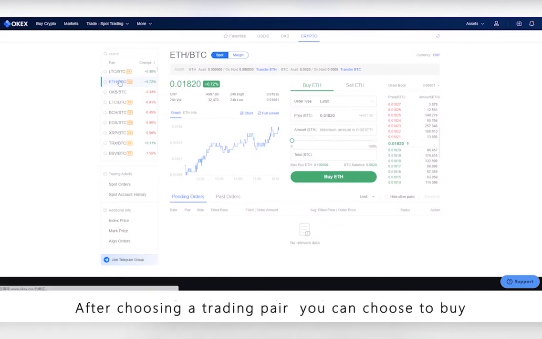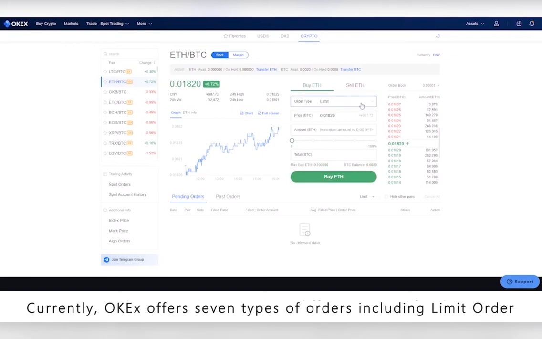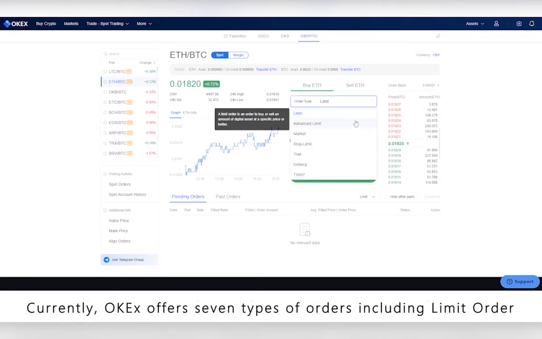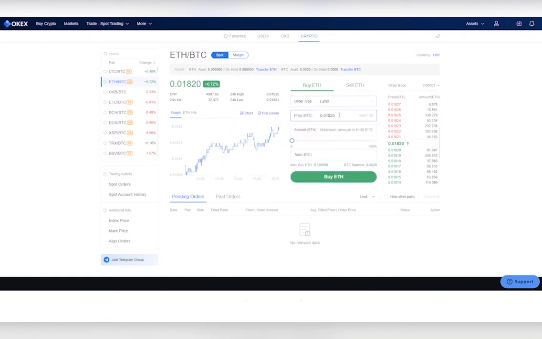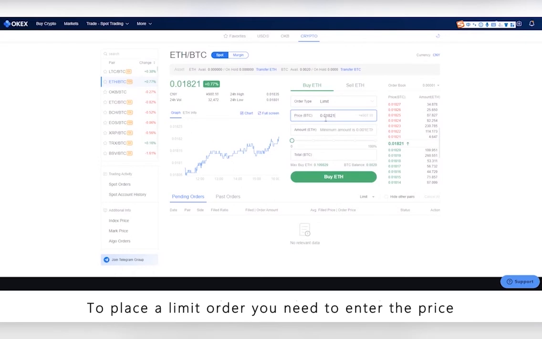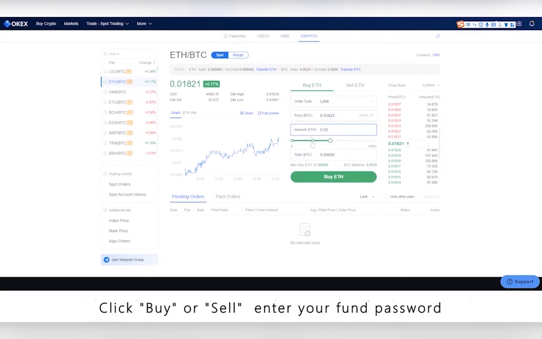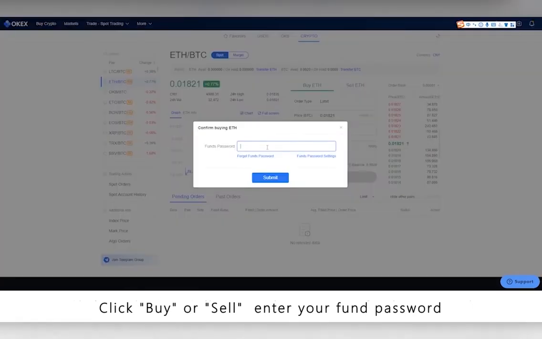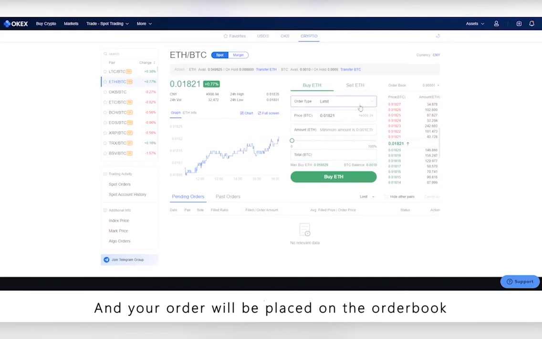After choosing a trading pair, you can choose to buy or sell the crypto asset and select an order type. Currently, OKEx offers 7 types of orders, including limit order, market order, and stop limit order, etc. To place a limit order, you need to enter the price and the amount of tokens you want to buy or sell. Click Buy or Sell. Enter your fund password, and your order will be placed on the order book.